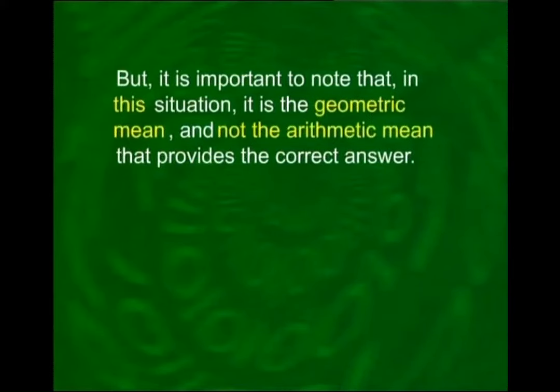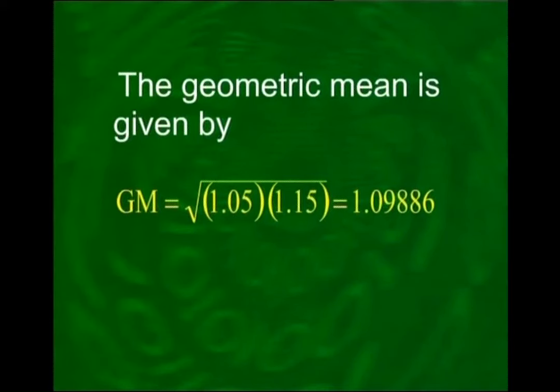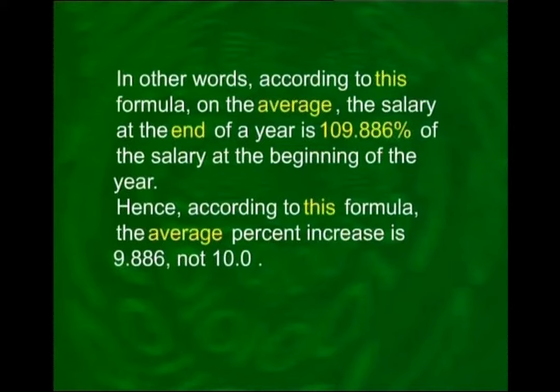But students, it is important to note that in this particular situation, it is the geometric mean and not the arithmetic mean that provides the correct answer. The geometric mean of the two values 1.05 and 1.15 comes out to be 1.09886. In other words, according to this particular formula, on the average, the salary at the end of a year is 109.886% of the salary at the beginning of the year. In other words, according to this formula, the average percent increase is 9.886, not 10 as we obtained earlier.